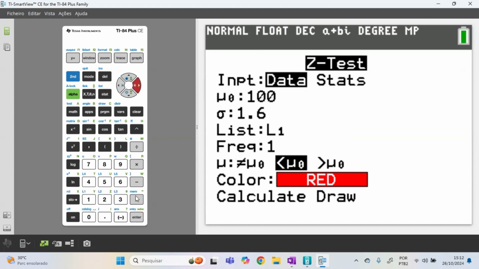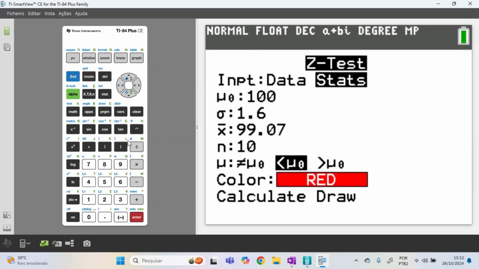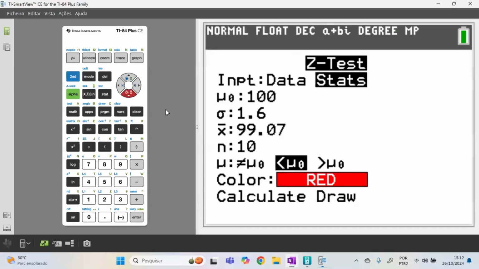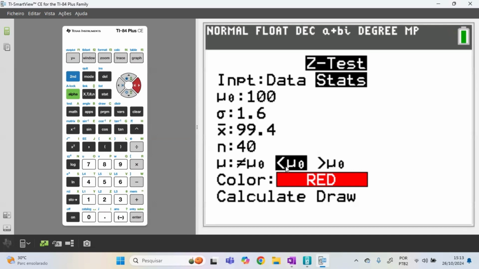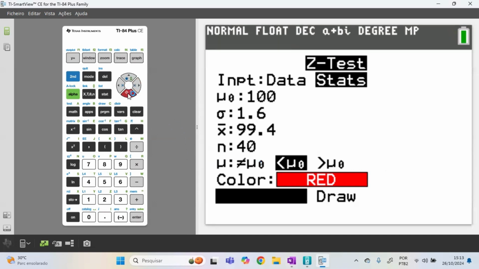We go to statistics, and then we put the information from the problem: 100 for the mean, that is being claimed. Then 1.6, the standard deviation. The sample mean was 99.4, so we put 99.4. And the sample size, 40. The alternative hypothesis is that mu is less than 100, so that's why we choose this option. And then we just calculate.